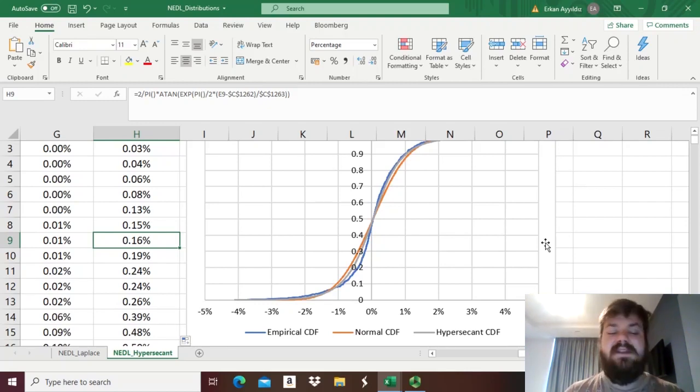It is always reasonable to check a number of different distributions and pick what is the best fit for your data. In our case, we see that hypersecant does a decent job, better than normal at least, but not the best. What would be the best? Well, that would be the subject of our next video.